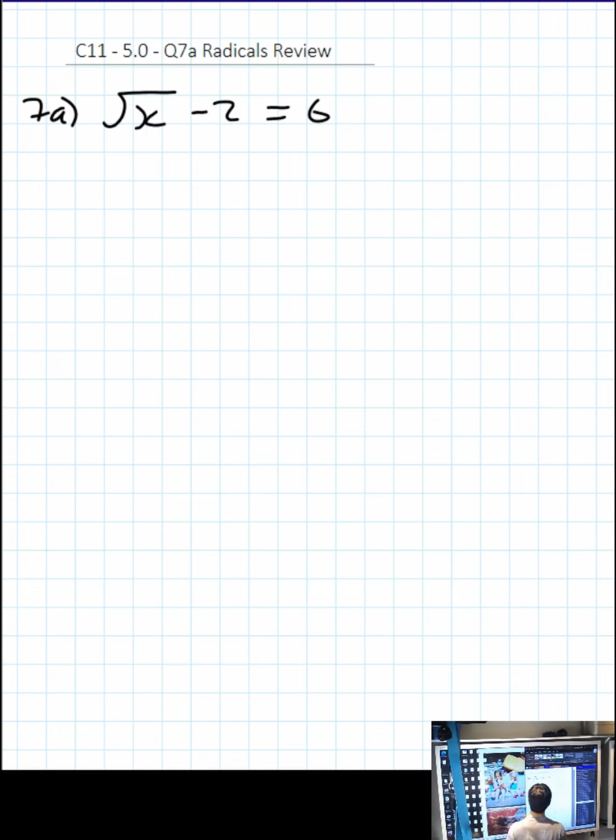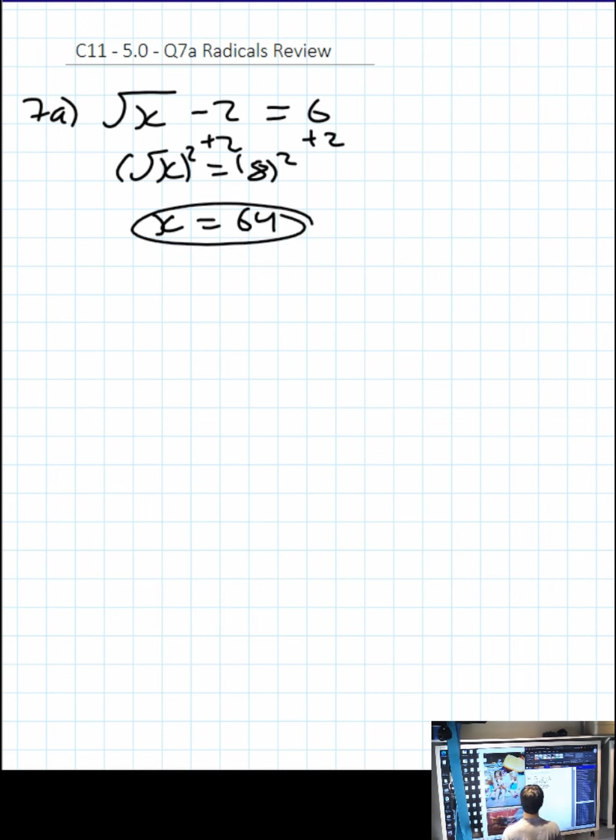So we're going to add 2 to both sides, so plus 2, and root x equals 8. Then we're going to put brackets around the left-hand side, squared, and brackets around the right-hand side, squared, to get rid of our square root. x equals 64. Circle our answer.